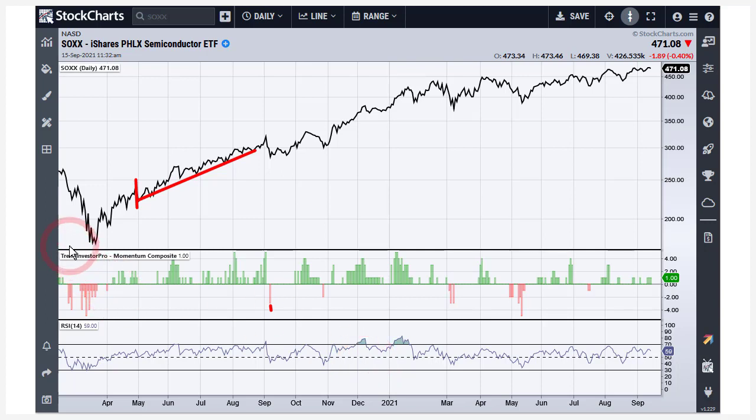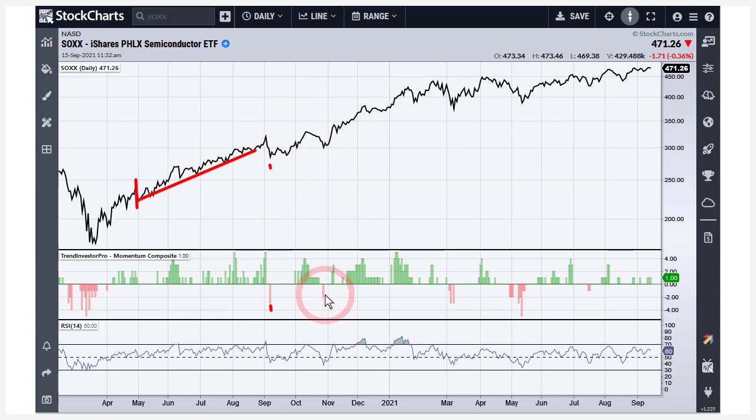Because you can see that SOXX was up pretty strongly from that March low to that April high when SOXX close turned bullish. So it was overextended, but if you'd waited for the first pullback, you would have been waiting a long time up until September. So the momentum composite hits -3. That signal's oversold. That gives you a bounce.